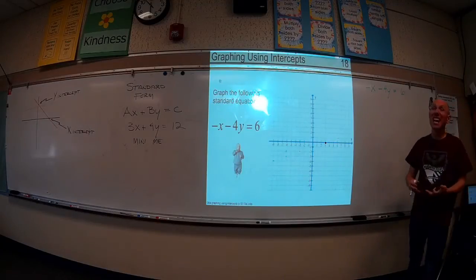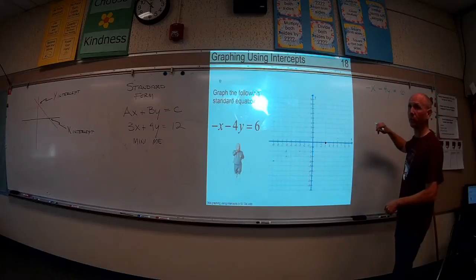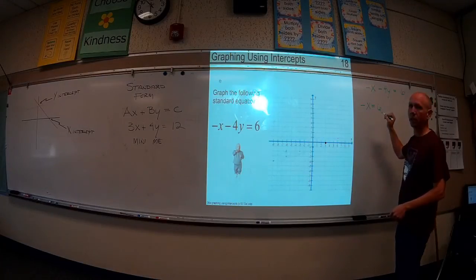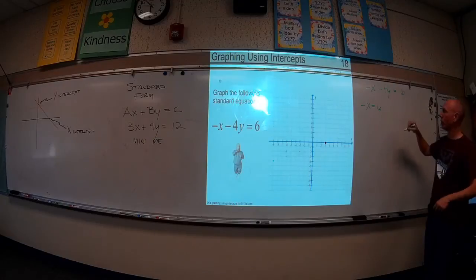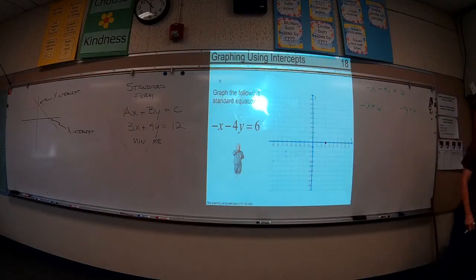Who would like to do the x equation? Griffin. Just tell me what's right. Negative x equals 6. Perfect. Griffin, will you do the y equation? Negative 4y equals 6. Perfect. That's the mini-me. I split it into 2 mini equations.